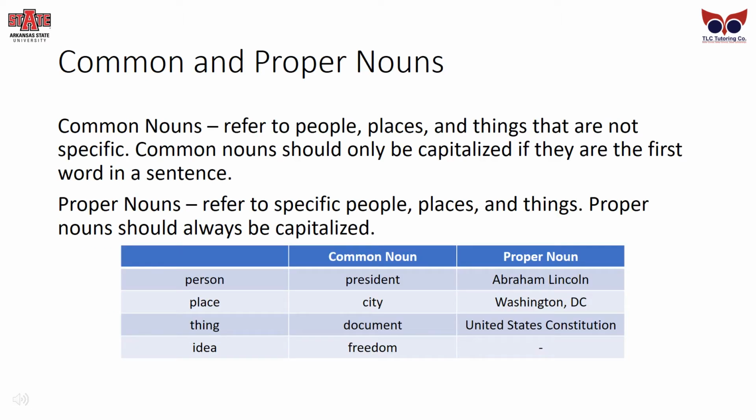Common and proper nouns. Common nouns refer to people, places, and things that are not specific. Common nouns should only be capitalized if they are the first word in a sentence. Proper nouns refer to specific people, places, and things. Proper nouns should always be capitalized. In the chart below, you'll find examples of both common and proper nouns for each type of noun listed. Note that for ideas, there are very few examples of proper nouns.